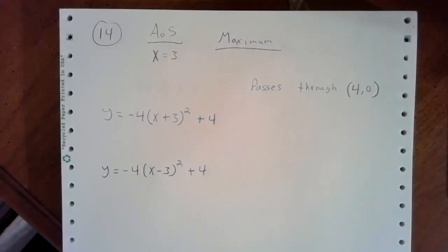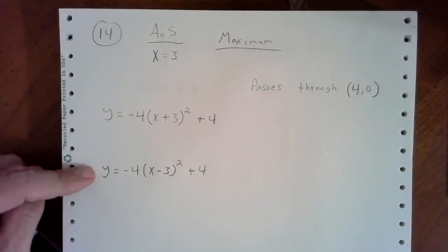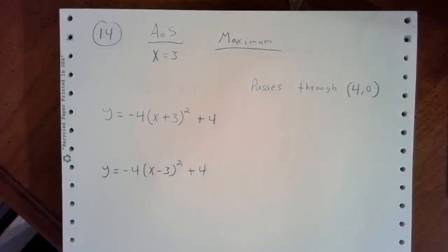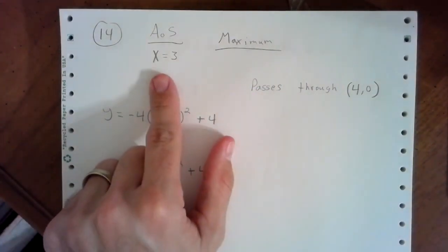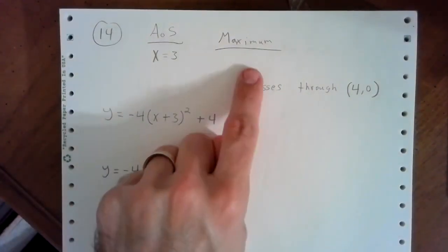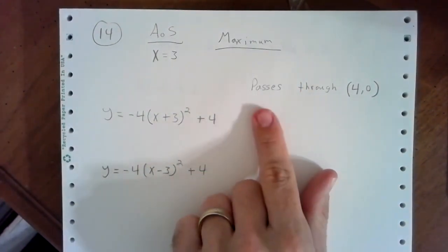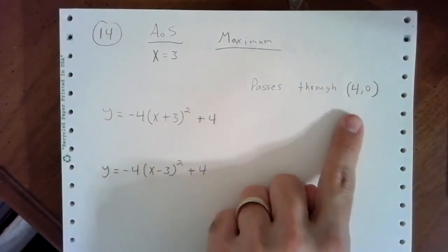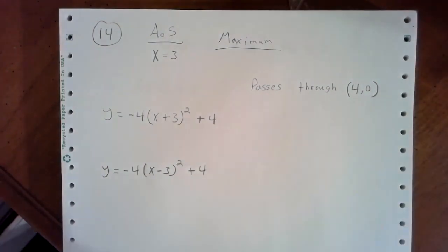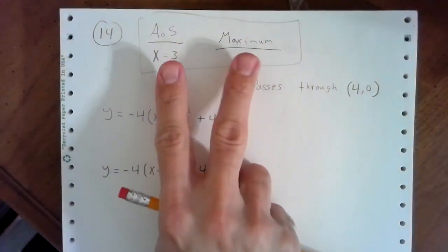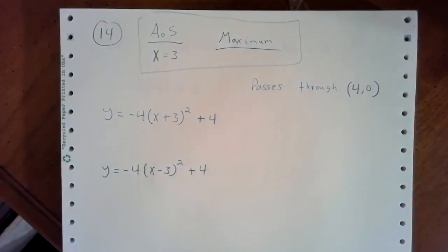Alright, so number 14 on our test here. We're trying to find which of these two quadratics has a bunch of qualities. So it's got to have an axis of symmetry at x equal 3. It has to have a maximum of something. And it also has to pass through the point (4, 0). So I think most of you went ahead and tried to solve it using these two pieces of information.